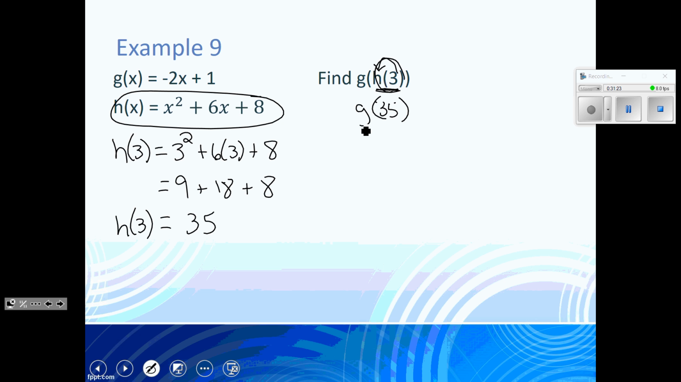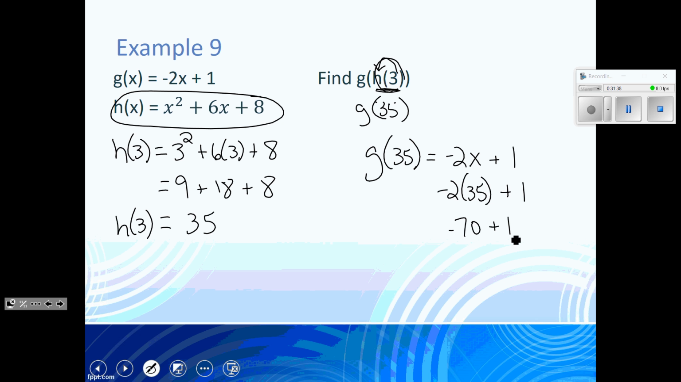So now I'm going to find g of 35. So I'm going to go to my g function. And I'm now going to plug in 35. So I get negative 70 plus 1, which is negative 69. So g of h of 3 is negative 69. Okay, how many were able to get that? Gotcha. You take one, plug it into the first, get an answer, then take that and plug it into the second.